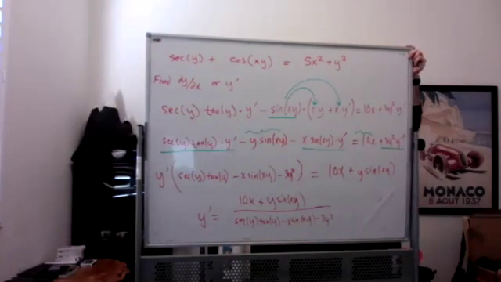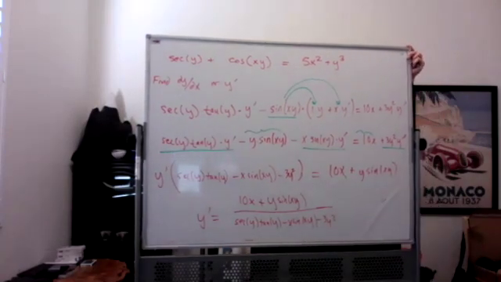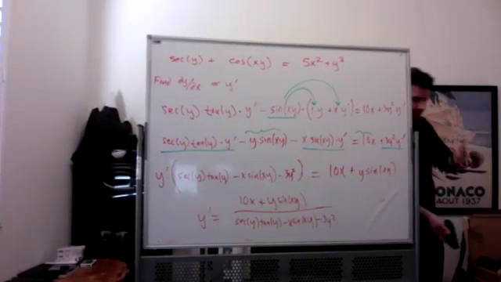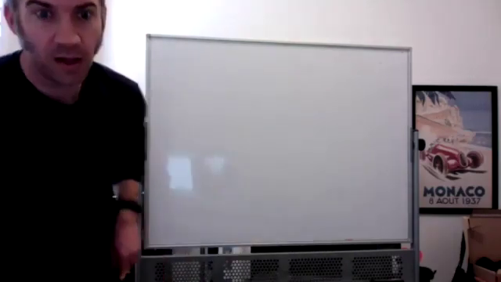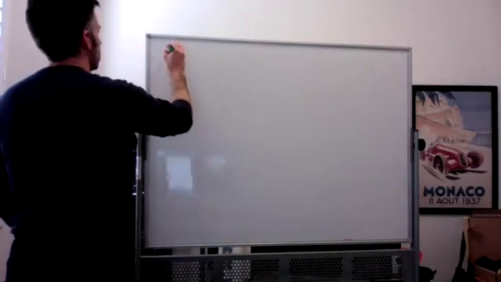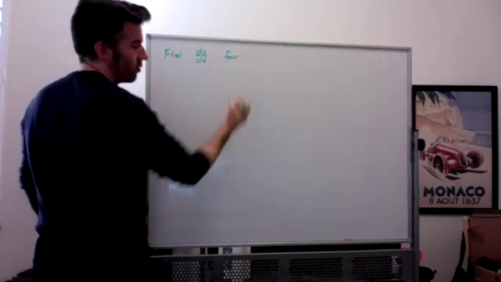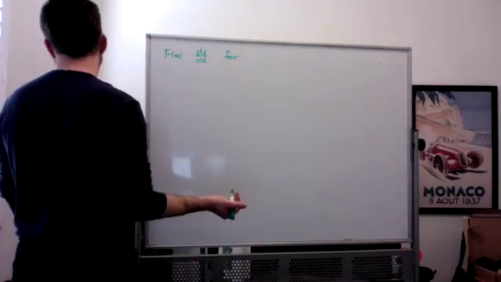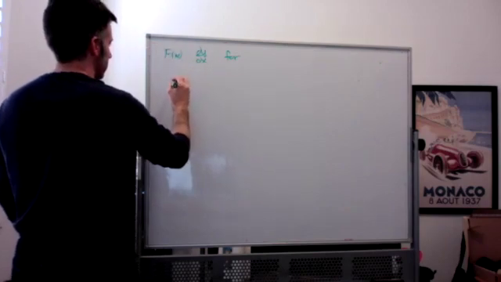Let's do one more implicit, and then we will move on to some related rates problems. So what have I got? Let's see, is there a good one here? I can just make some. Let's find dy dx for, yeah, why not? Let's do this.